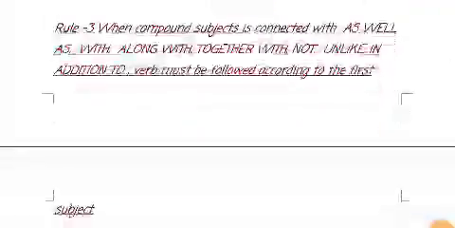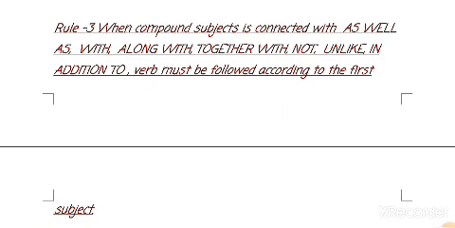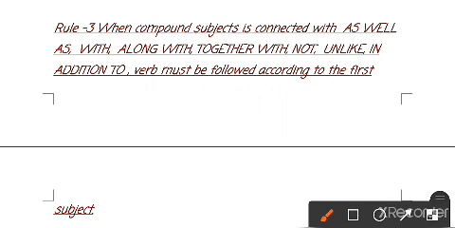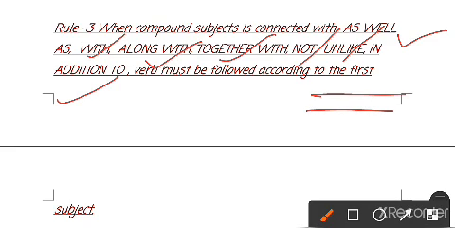Now let us talk about rule number 3. When a compound subject is connected with as well as, with, along with, together with, not, unlike, in addition to, the verb must be according to the first subject. Just remember, in rule number 2 we studied that the verb is put according to the subject that is nearer, meaning the second subject. But here we have to put the verb according to the first subject. Let's see an example.